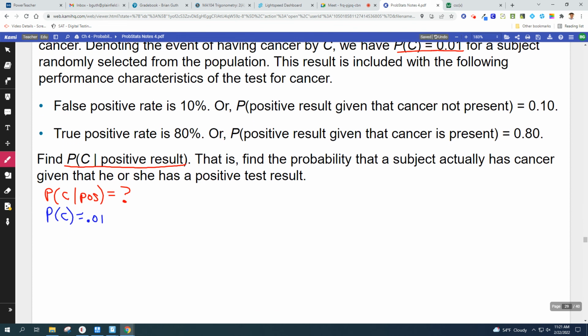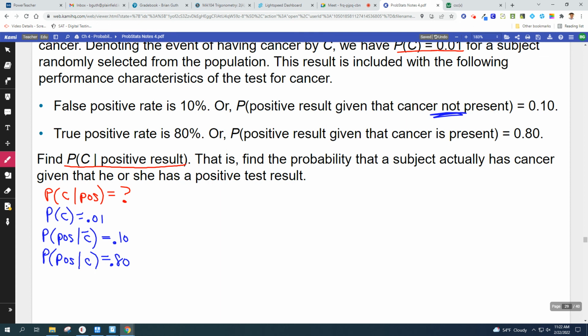False positive rate was 10%, so that was the probability of positive given cancer was 0.10. And then the probability that it's positive, oh shoot, I didn't see that, not present. Positive given not cancer. Let's put a little bar over it like that. Positive given not cancer, 0.1. And then positive given cancer is 0.80. Okay.